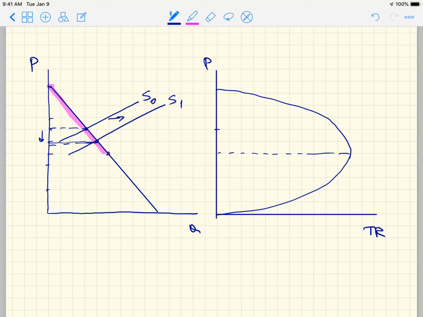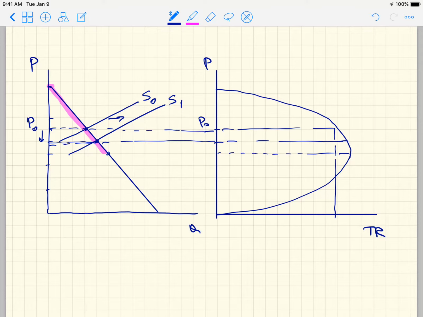How can we know that? Well, we can just trace the change in price on this right hand diagram and see how it's going to affect total revenue. So at P0, total revenue was total revenue 0, and at price 1, P1 here, total revenue is here. So clearly a decrease in price, or actually an increase in supply that causes a decrease in price, results in an increase in total revenue. Okay.